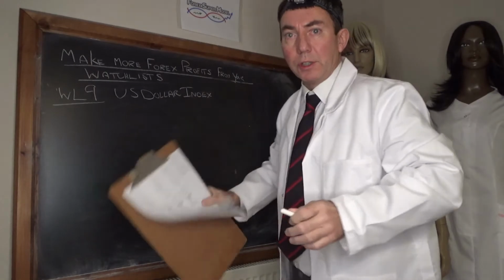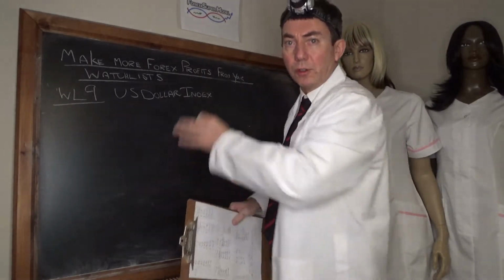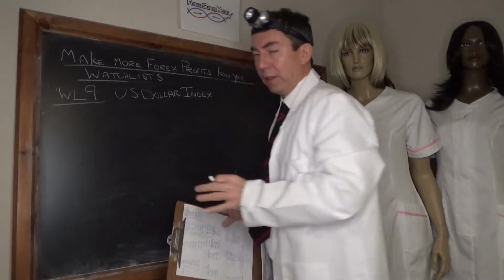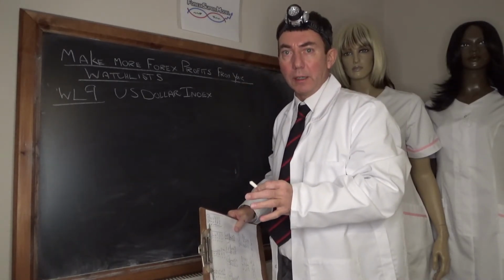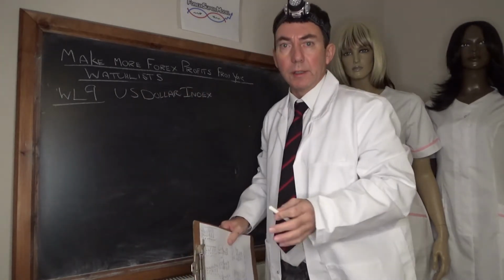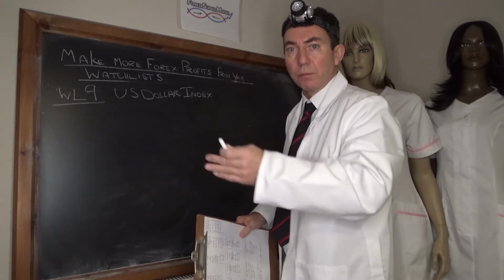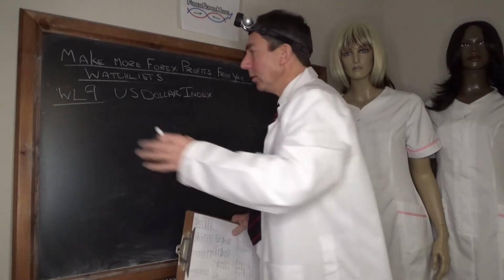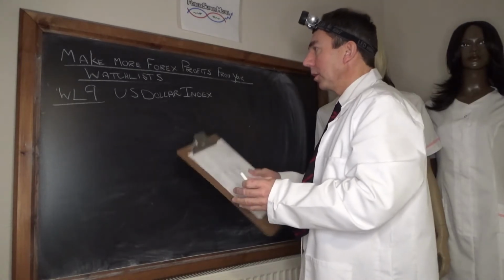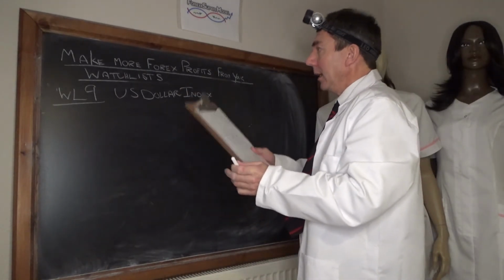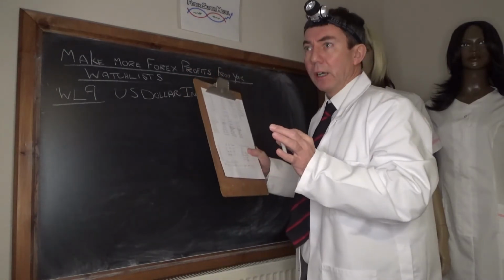Which is a weighted measure of the dollar against 6 other currencies. If you need to look that up, there's plenty of information about the dollar index. But about half of the dollar index is against the euro, and then it drops down, so it's euro, yen, pound, CAD, etc. So you've got to stick the dollar index at the top of watch list 9, and then you need to think about.